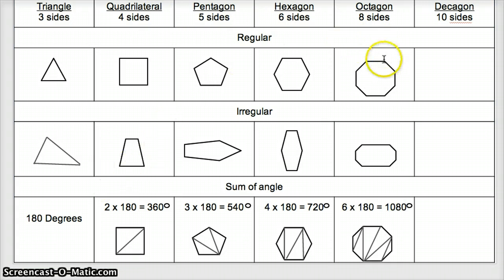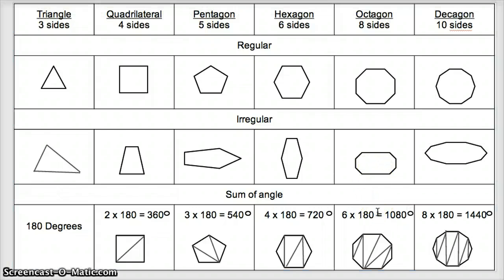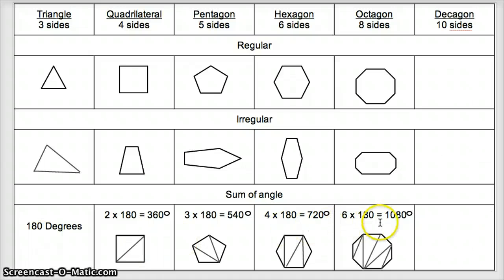Next is an octagon. You've seen this before while you were riding in the car. This is the shape of a stop sign. This would be a regular octagon. This would be an irregular octagon. And as you can see, I can divide the octagon into 6 triangles. 6 times 180 equals 1080. So an octagon has all the angles add up to 1080 degrees.